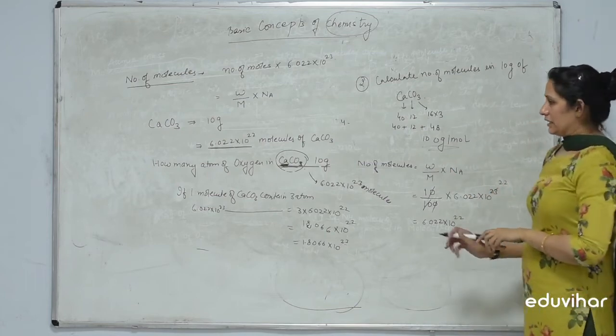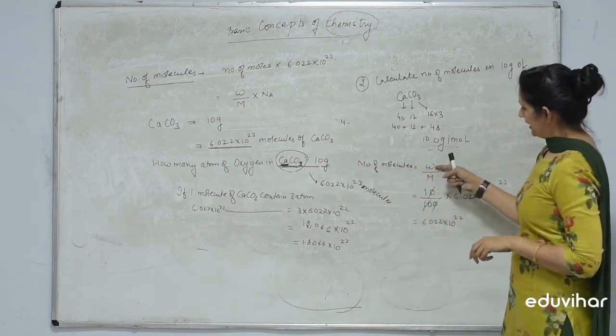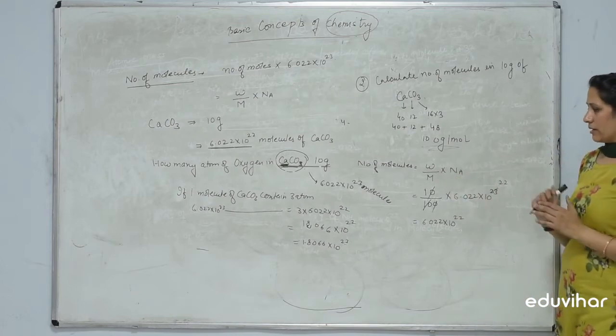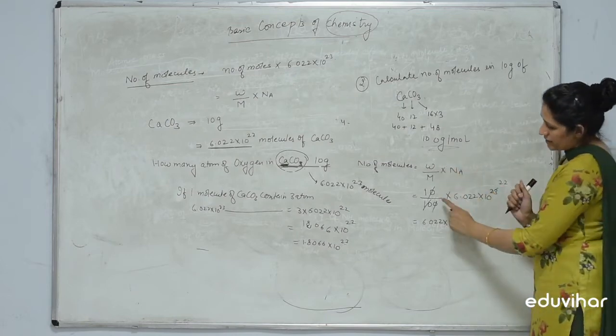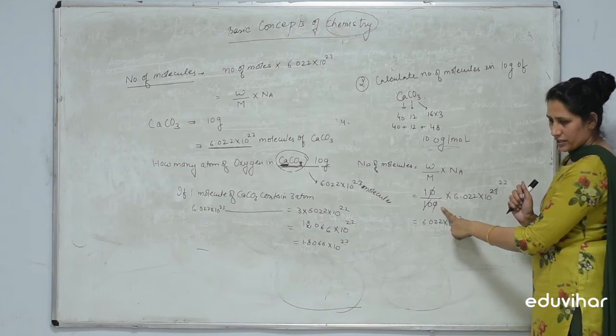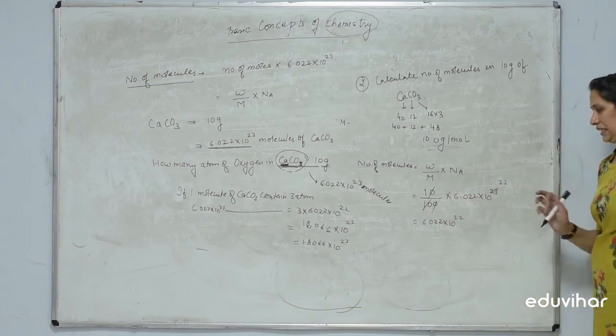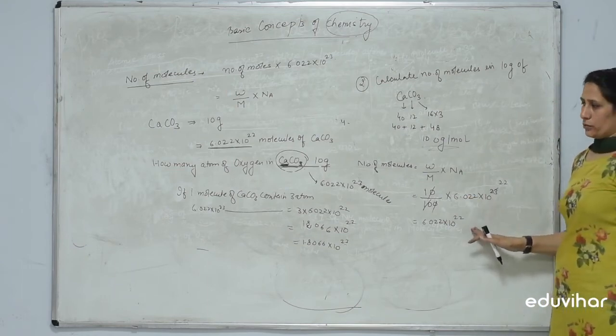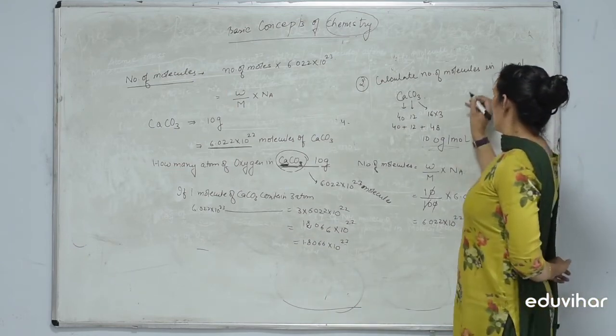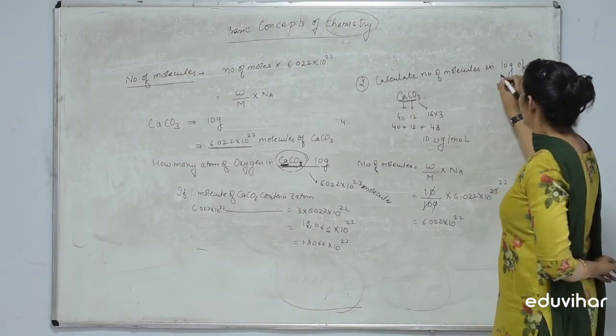For finding the number of molecules, we have the formula: given mass divided by the molar mass, multiplied by Na. The given mass is 10, the molar mass is 100 gram per mole, that is multiplied by 6.022 into 10 to the power 22. These are the molecules of calcium carbonate present in 10 gram.